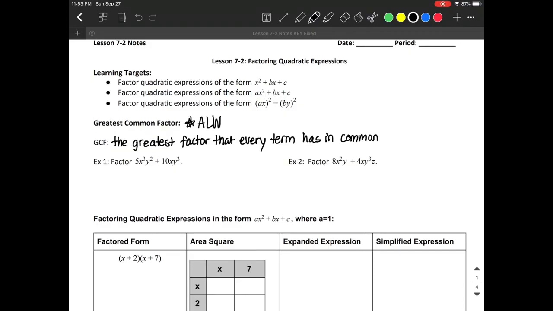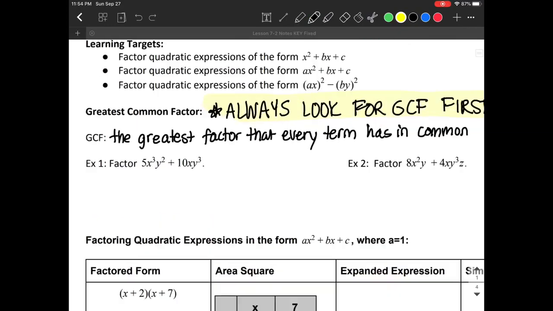So always look for the GCF first, before you do anything else. Super important. Five exclamation points, important. And I'm going to highlight it. Very important. Do that first. All right, let's look at an example.